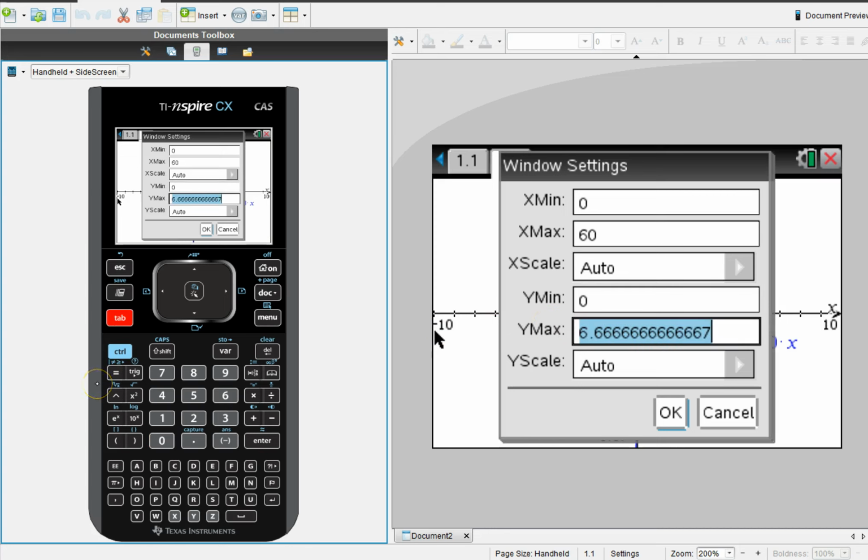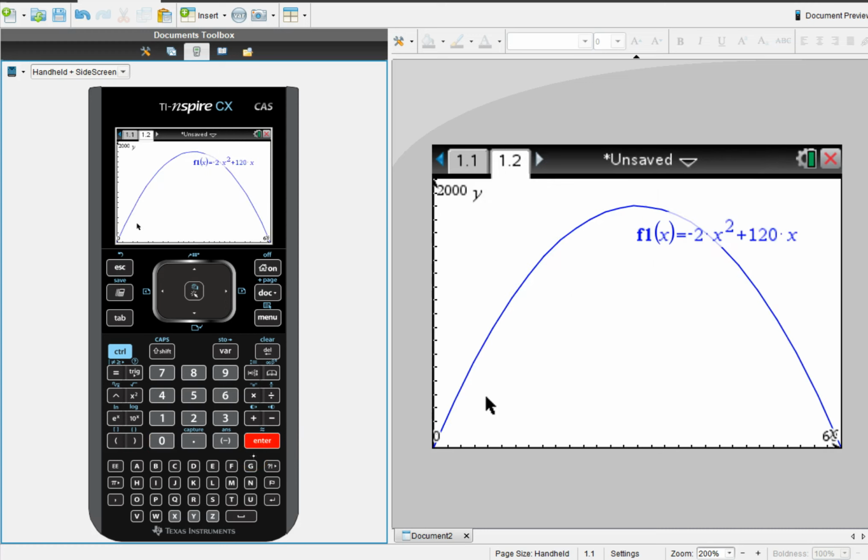In our area, well, we already know our maximum area was like 1,800, so I'm just going to put 2,000, somewhere a little bit above it. I might have to go back and change that to a negative, but this should give me kind of the window settings. Let's see. Yeah, that gives me everything I need. So here is the parabola.